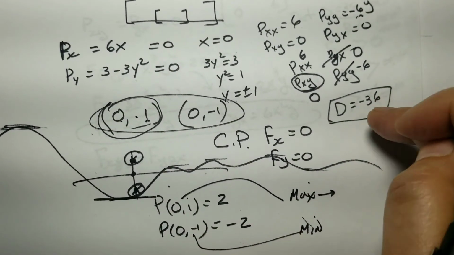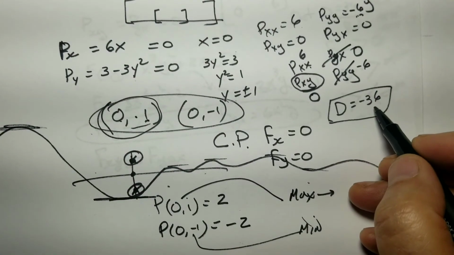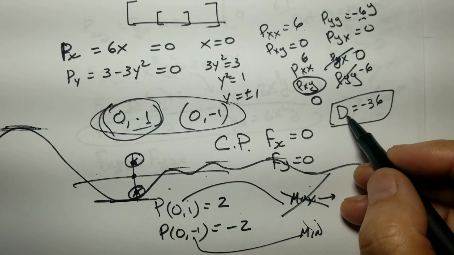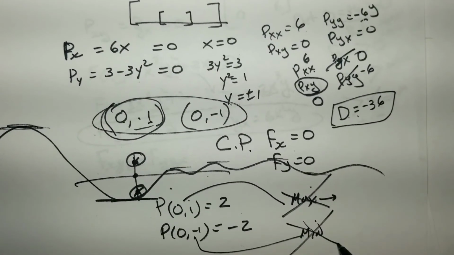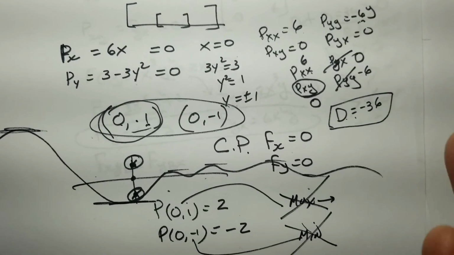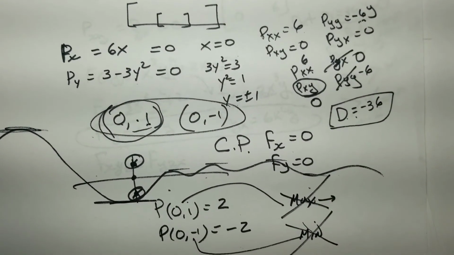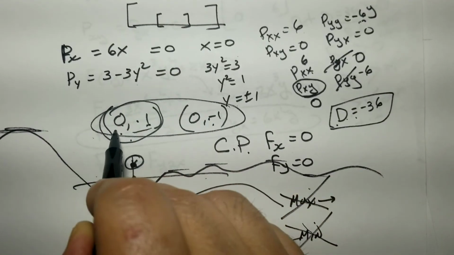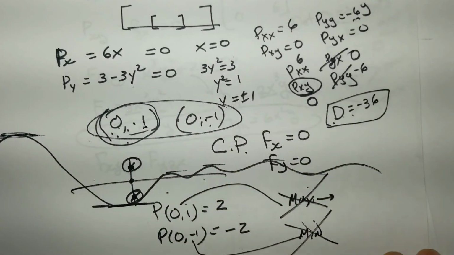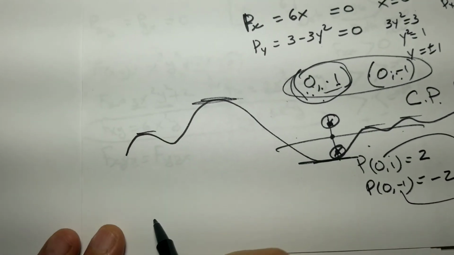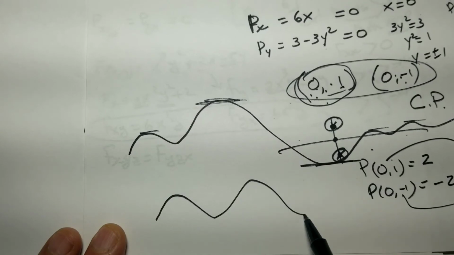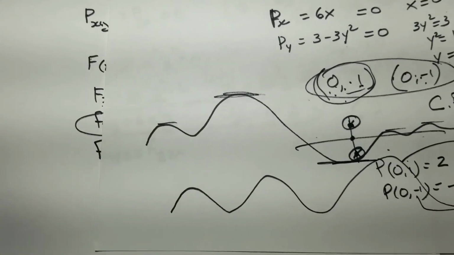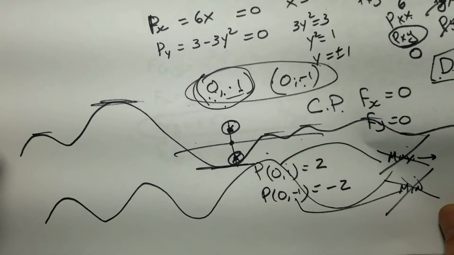But when I tested the second derivative, I found out that D has to be a positive. Therefore, that's not a max. In order for it to have a mean, this has to be a positive. That's not a mean. Therefore, what happens if D is negative? If D is negative, both of these are critical points. But I have bad news. That critical point is a turning point, but it does not produce a max or a mean.